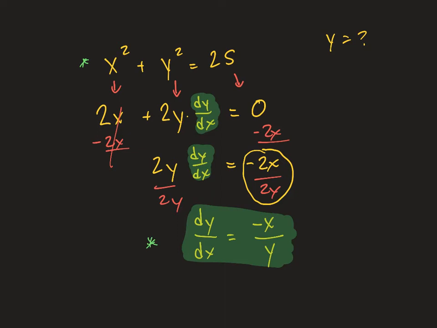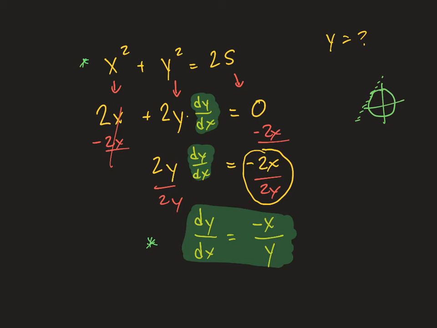And what this formula is saying is, at any point on this circle of radius 5, if you want to know the slope at the point, in other words, if you want to know the slope of the tangent line, you just plug in the negative x coordinate divided by the y coordinate, wherever you happen to be located.